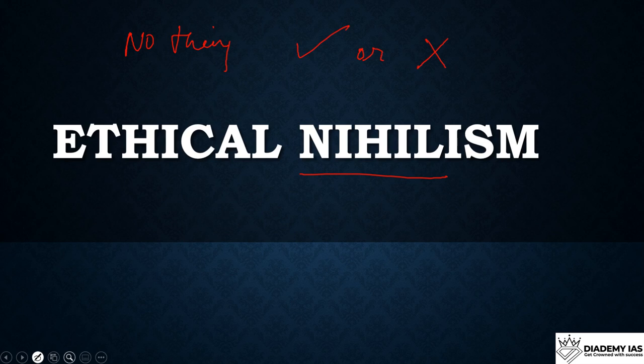Okay, so see, relativist people said that there is something right or wrong. Like I said, they believe in ethics, but they believe in relative ethics. Something might be right in your culture and not in my culture. But nihilism people say that there is no such thing as right or wrong. You do whatever you want.